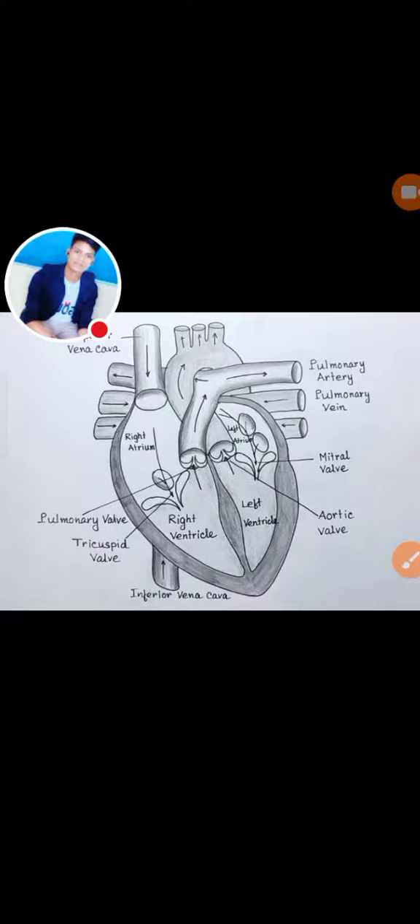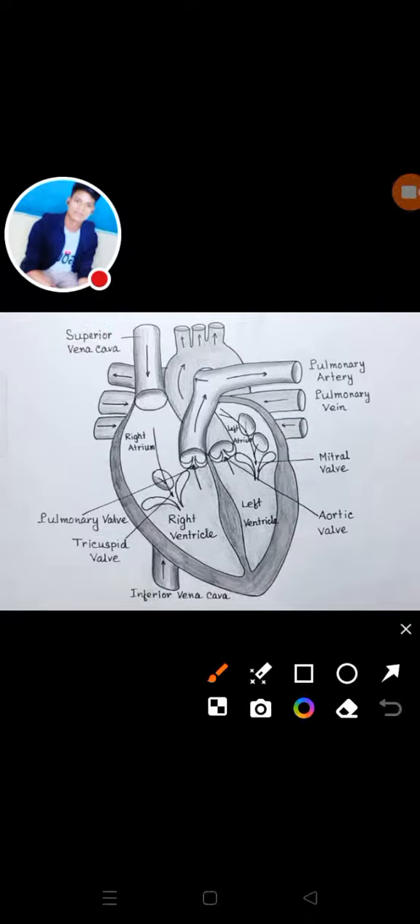In the exam they ask: arteries basically carry the oxygenated blood, but which artery carries the deoxygenated blood? The answer is very easy: the pulmonary artery. From the right ventricle, the deoxygenated blood goes to the lungs through the pulmonary artery. So this artery carries the deoxygenated blood. Arteries always carry oxygenated blood, but the pulmonary artery only carries the deoxygenated blood.